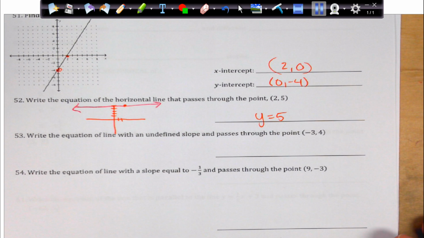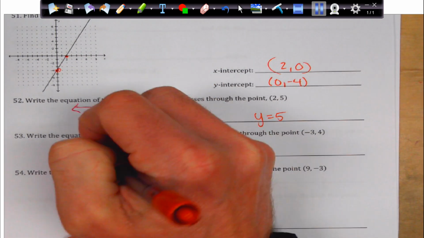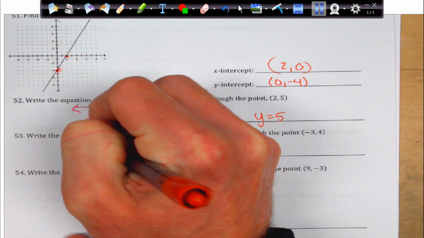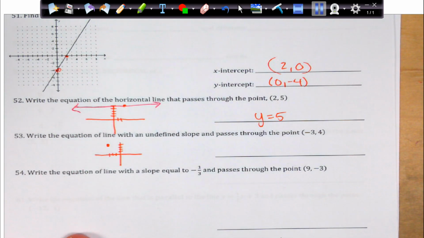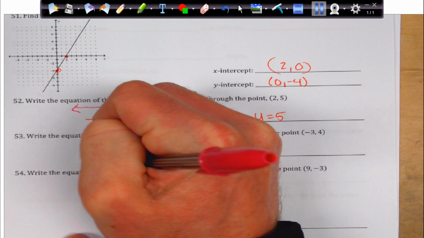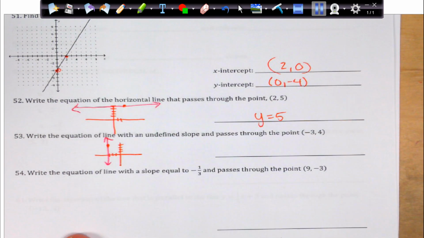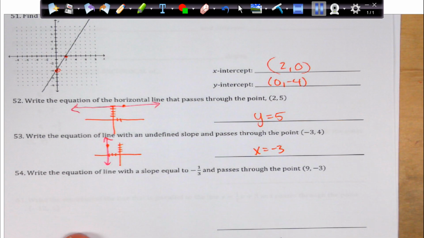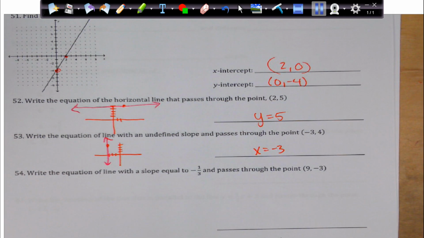The next one, same thing. Graph the point. That's at negative 3, 4. And this is an undefined slope, which we know is an x equals line. So we're going to get x equals. And what does x equal? Negative 3. There you go. So again, good thing to remember, y equals are 0 slopes that are horizontal, x equals are undefined slopes that are vertical.